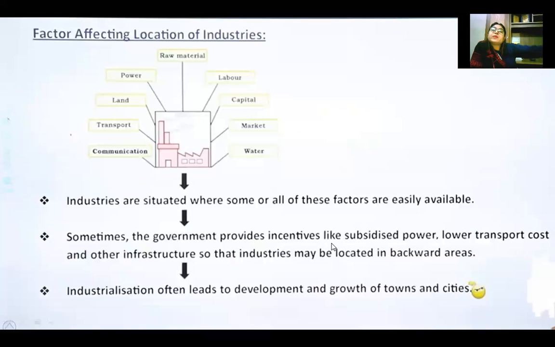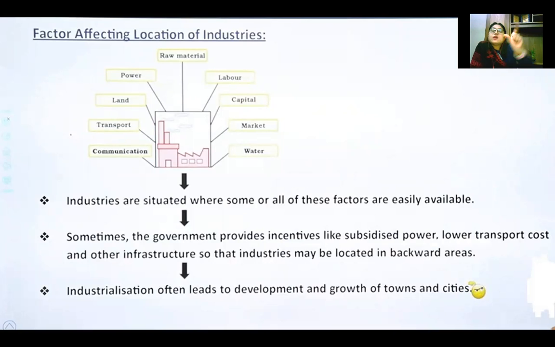Those who will be setting up industries in backward areas, they told them, okay, if you go to a backward area and set up an industry, then we will give you electricity at a lower rate, we will give you transport also at a lower cost, and other infrastructure which the industry requires. So that means the industry will be in benefit.